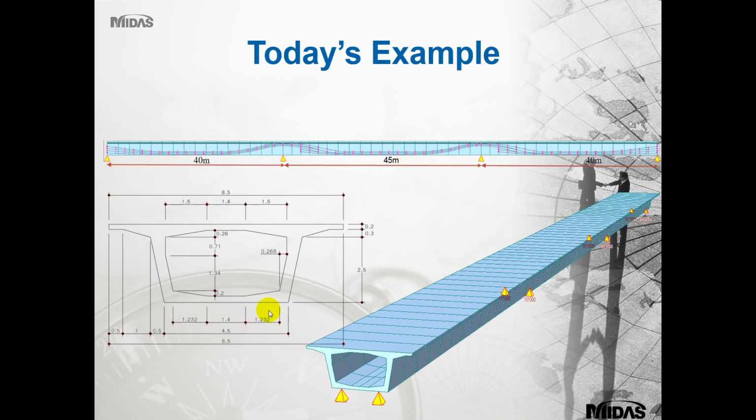So this is today's example. We've got 3 spans, so you've got 40 meters, 45 meters and 40 meters again. Obviously you can see all your boundary conditions there, and the width of the bridge is 8.5 meters, and then you've got all the effective width and everything like that. 1.5, 1.4 and 1.5, so it's a 2-lane structure. And we'll just continue now into the presentation. And just to add, this is the full staging method we're going to be carrying out during this example, and what we're going to be showing you.